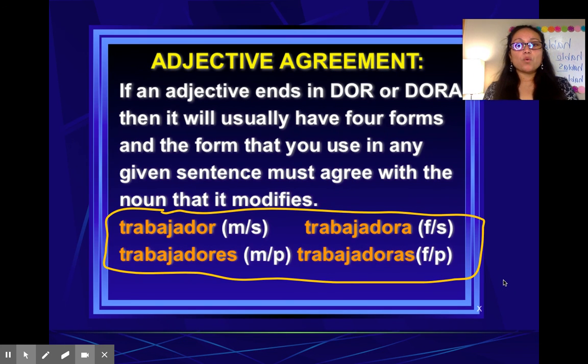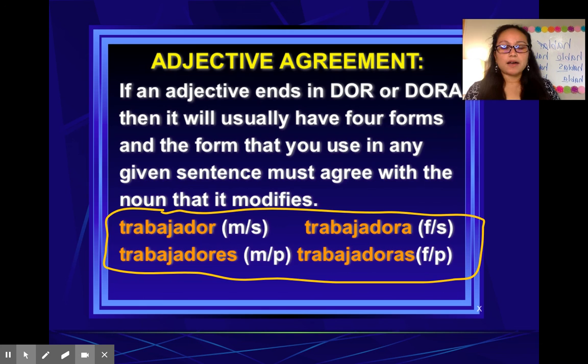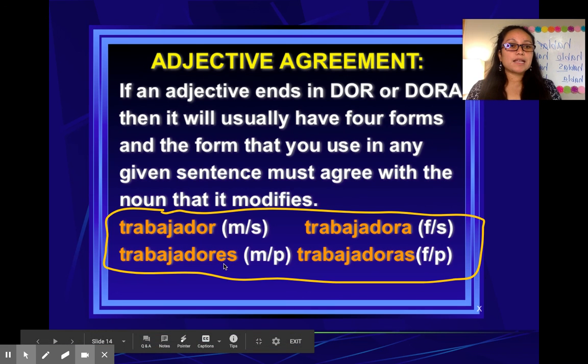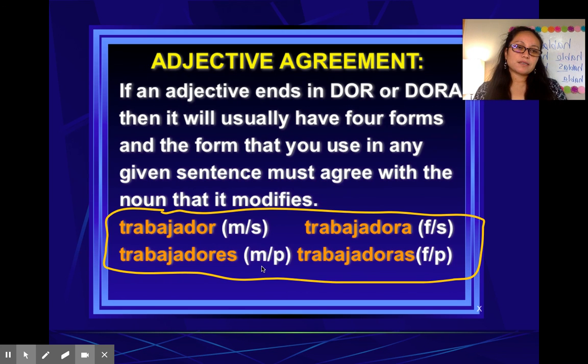What if you have a case where it ends in a consonant? That means it's something that obviously is not A, E, I, O, or U, a vowel. So, trabajador, masculine singular. If you're talking about hardworking men or a hardworking mix of males and females, trabajadores. It's going to end in ES for masculine plural or a mix of feminine and masculine nouns. Trabajadora in English is feminine singular. Trabajadoras is going to be feminine plural.